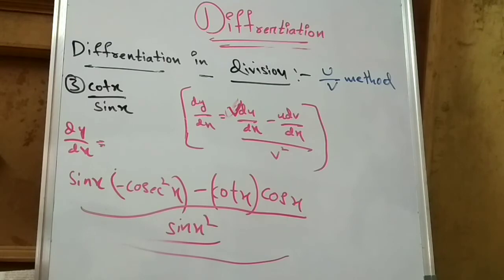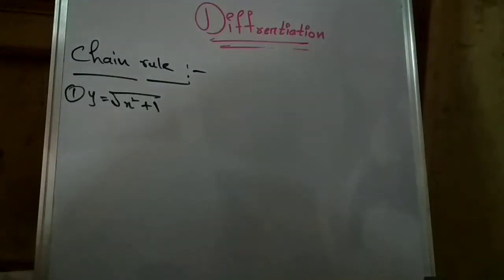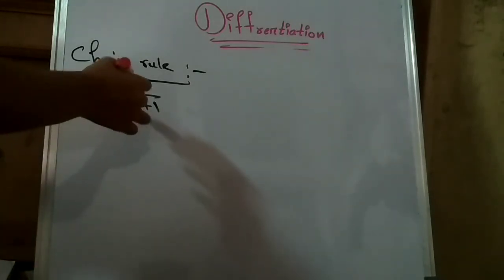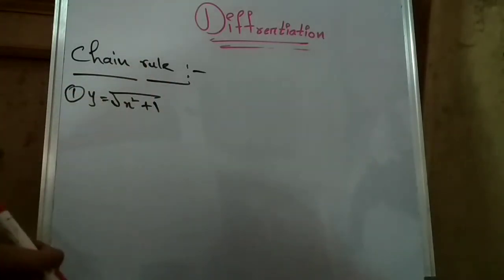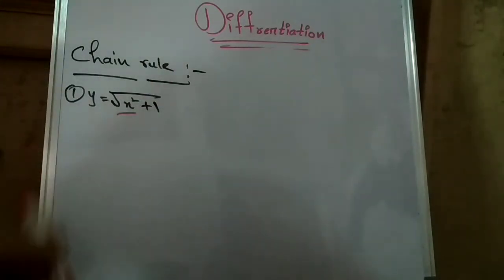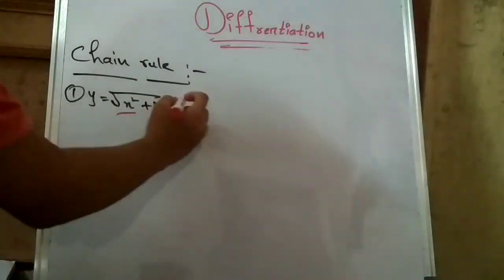Now we will move to the chain rule. Now we will discuss chain rule. So chain rule is not at all difficult or something. So for chain rule, x square plus 1. Now how do you differentiate that? If this would be x, you would say 1 by x and differentiate it, right? So let's imagine that this is x.